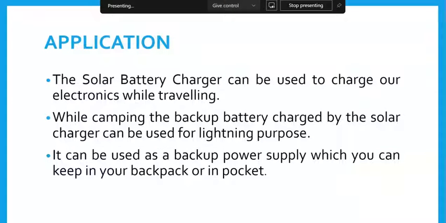Applications of the solar battery charger: it can be used in various electronics components. It can be used as a backup power supply in various places. It can also be used for lighting purposes as well.